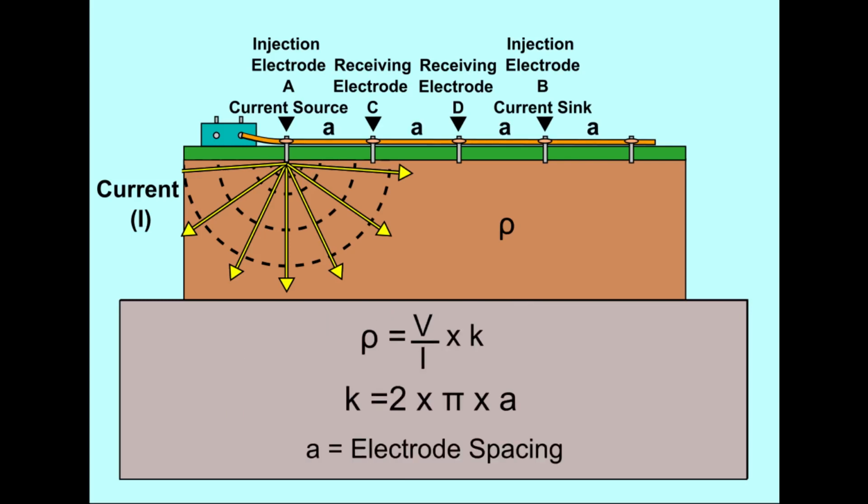K, or kappa, represents multiple values. Remember my hemispherical shells from earlier? After a little math, we end up with 2 pi r for this type of electrode array configuration. K is slightly different for other array configurations because of the electrode spacing and arrangement. Here, r neatly becomes a, which is just the electrode spacing. So, we multiply 2 pi and the electrode spacing by the voltage divided by the current. That gives us the resistivity.